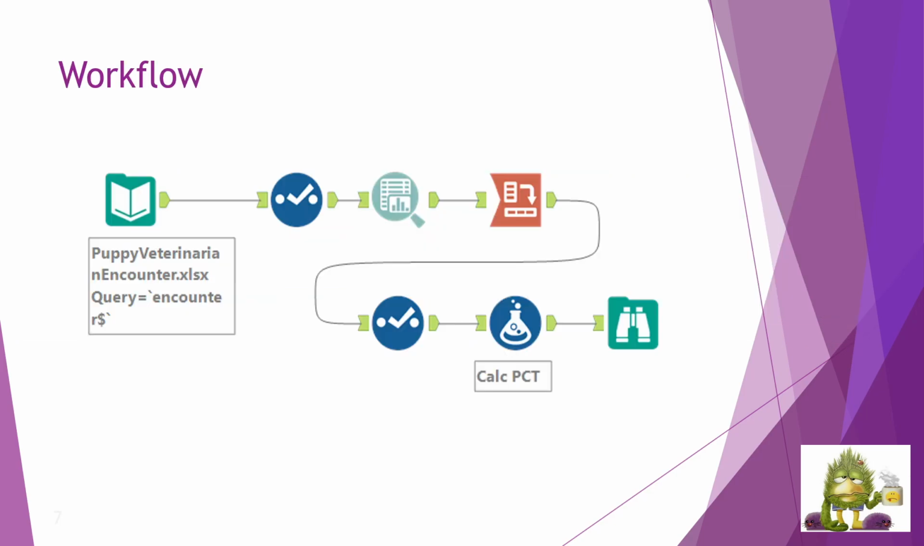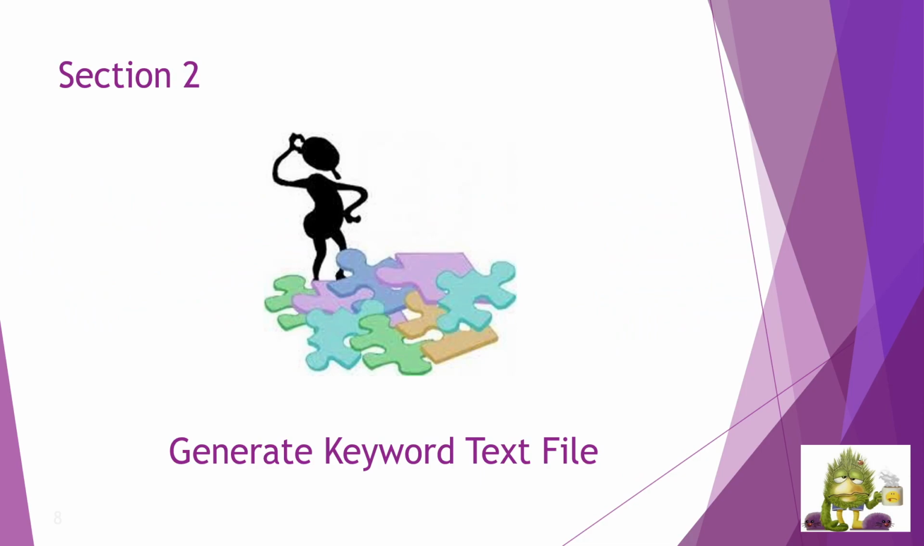So this is the workflow that we generated, and in our next session we'll actually repeat something I've done before, but in a more simplistic method, as well as in the tutorial style, as opposed to just showing you a workflow. It will be to generate a keyword text file so we can send this data to someone that needs to see it in that structure.